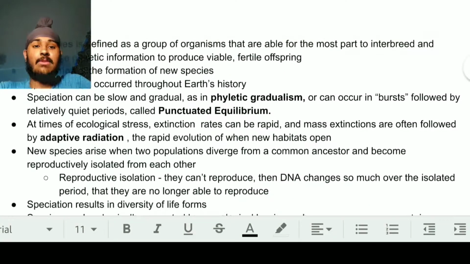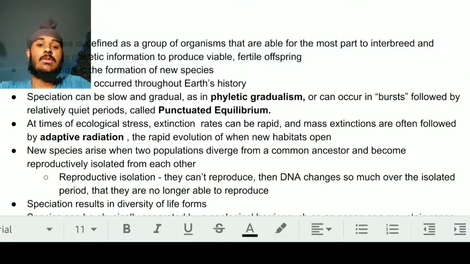So the main key about speciation, and most types of speciation, is reproductive isolation. So this means that the organisms can't reproduce. Their DNA changes so much over time, in the isolated period, that they can no longer reproduce or produce fertile offspring. So this is where it really creates the different branches of species to actually come.